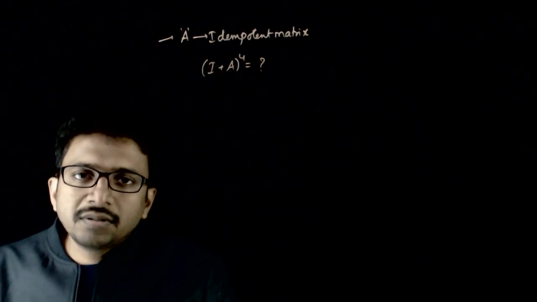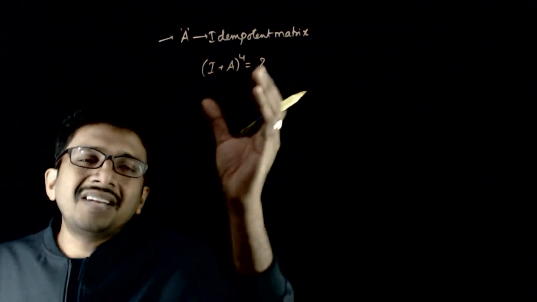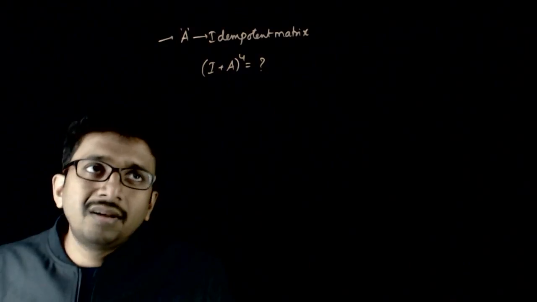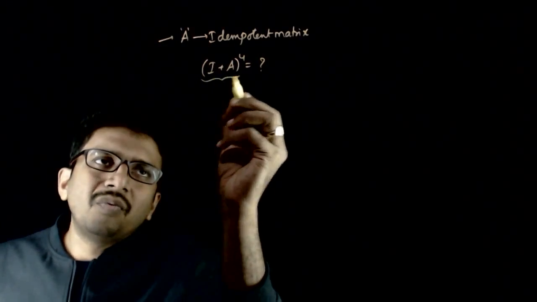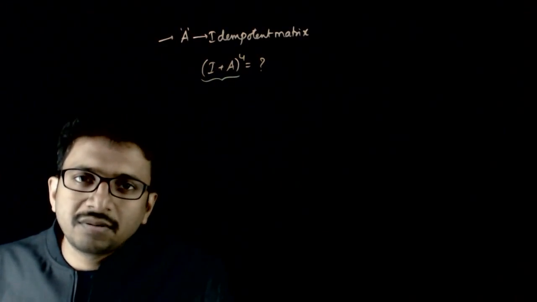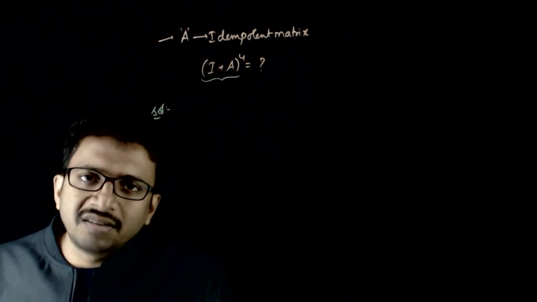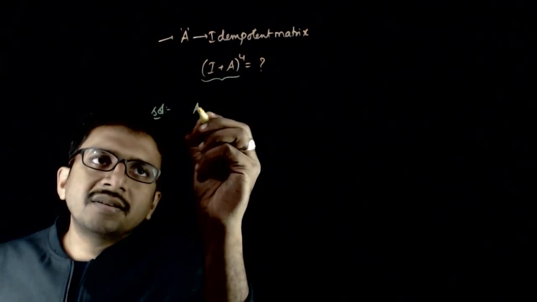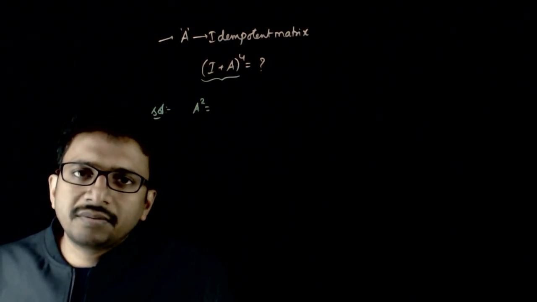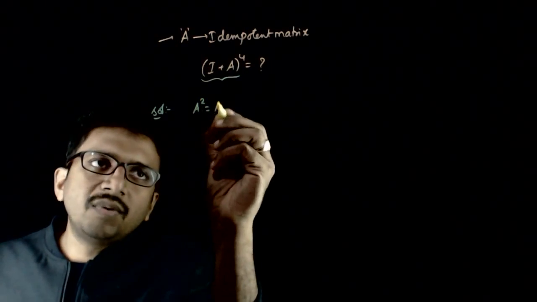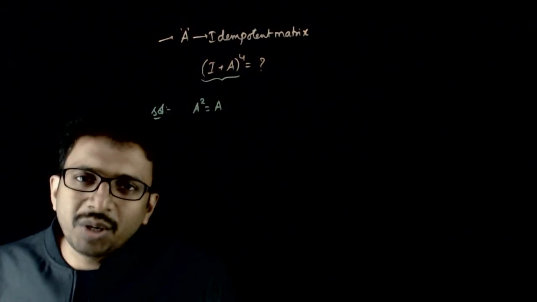So welcome students. In this question, you're given that A is an idempotent matrix and you're asked to find (I + A)^4. In the theory, you'd have studied what an idempotent matrix is. So what is an idempotent matrix? If A square is equal to A, then it is called an idempotent matrix.